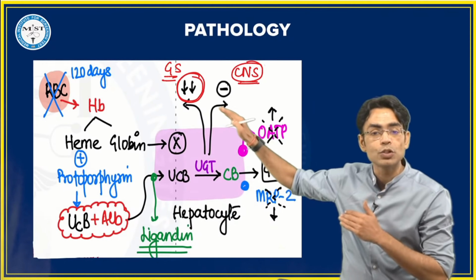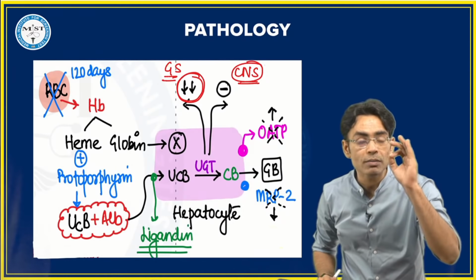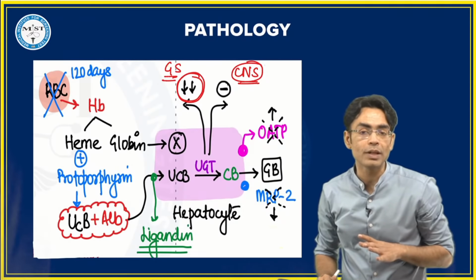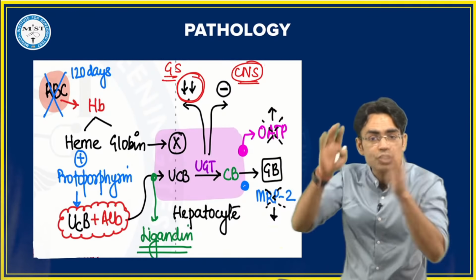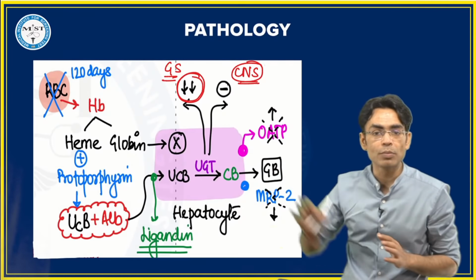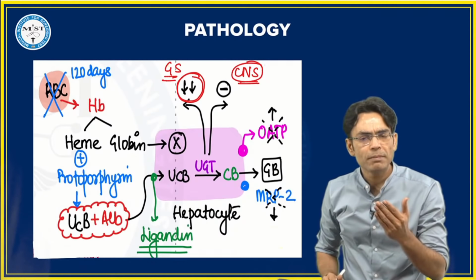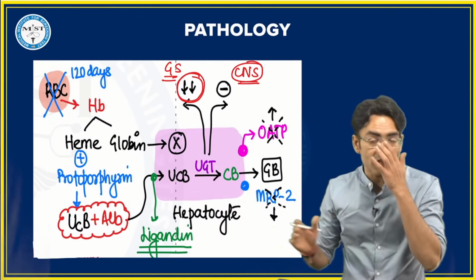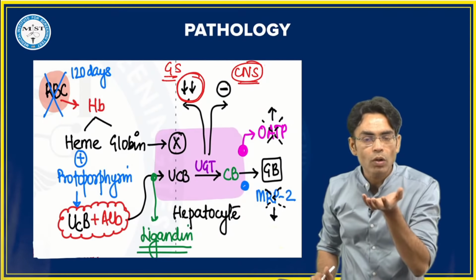Crigler-Najjar. So when UGT is not present, it is Crigler-Najjar. Now, if they ask you what is the most common hereditary hyperbilirubinemia, this is your Gilbert syndrome. And if they're asking you worst prognosis hereditary hyperbilirubinemia, then it is your Crigler-Najjar. Okay? Now it becomes very easy to understand that in both of these diseases, what will be more?